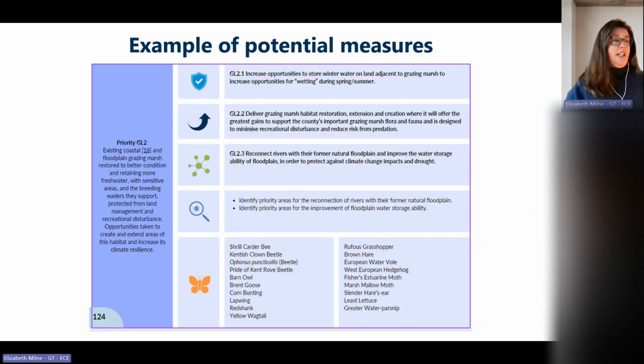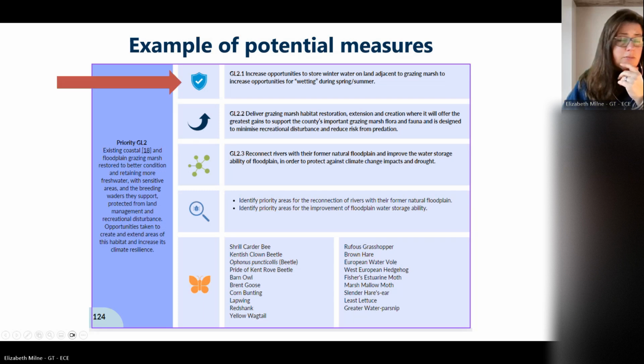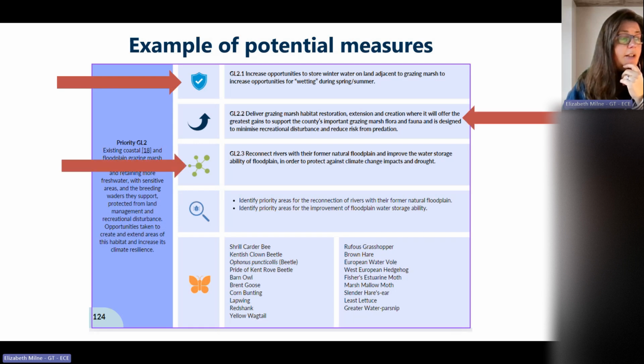So I have on the screen here an example of how you can view the potential measures within the strategy. So this is an example of the priority that relates to coastal and floodplain grazing marsh. And within the strategy, every priority has its associated potential measures listed, and that also denotes which principles of the strategy they relate to. So in this case, we have a potential measure that relates to better. We have a potential measure that relates to more, and a potential measure that relates to connectivity.